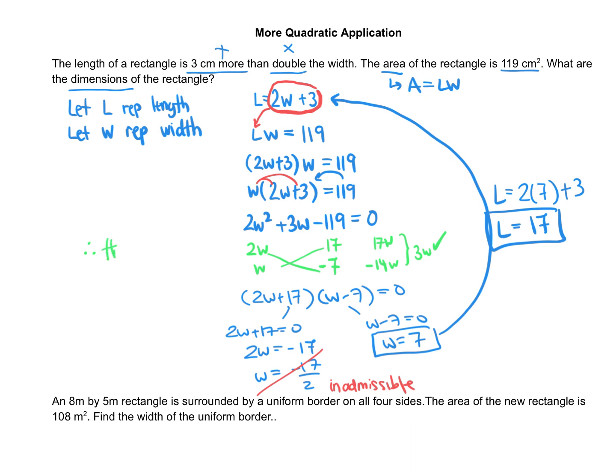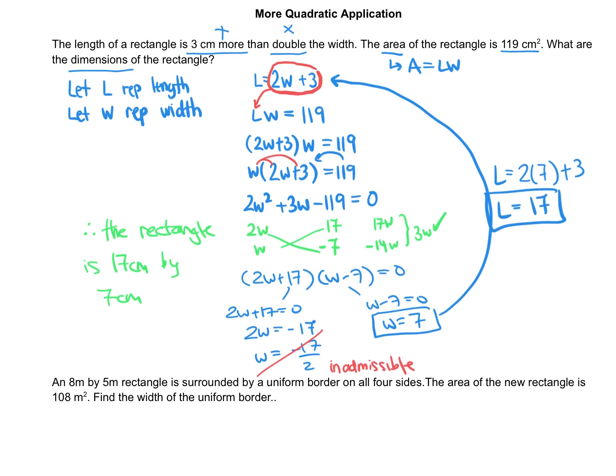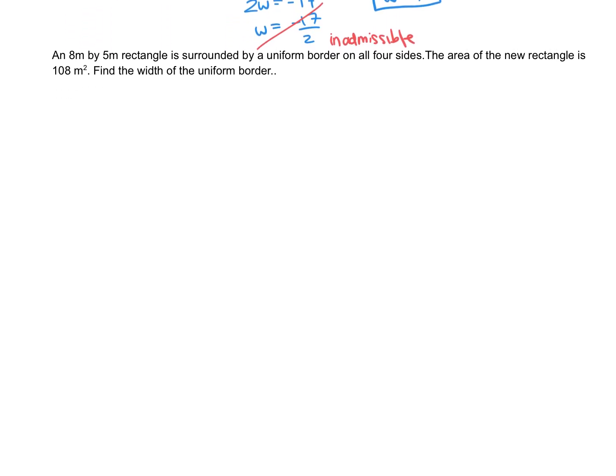Therefore, the rectangle is 17 centimeters by 7 centimeters. And that's it. Set up the equation. We had a linear equation and something that became quadratic, and then we were able to solve for it. Let's look at the next one.